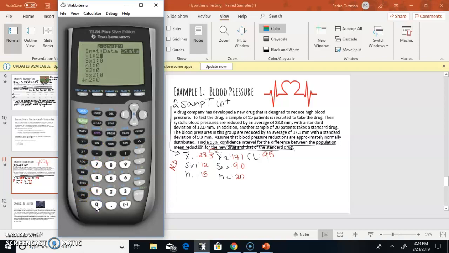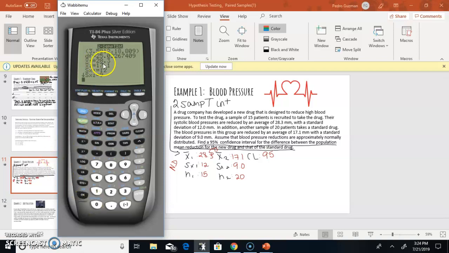X bar 1 was 28.3, SX1 was 12.0, N1 was 15, X bar 2 is 17.1, SX2 is 9.0, and N2 was 20. And then our confidence level is 0.95. Pooled, choose no.